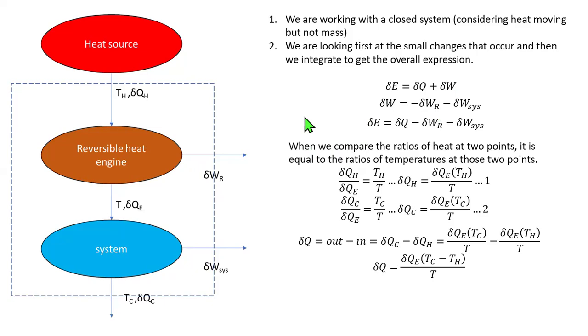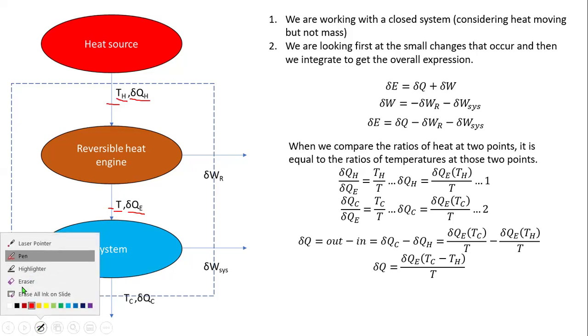Okay. Then what I was saying was that there's a relation we need to take note of. So if we compare the heat between 2 points, the amount of heat at 2 points, it is equal to comparing the temperatures at those 2 points. So if I'm looking at this point and I'm looking at this point, I can take the heat here, that's the del QH, divided by the heat here, that's the del QE. It should be equal to the temperature here, that's TH, over the temperature here, that is T, right?